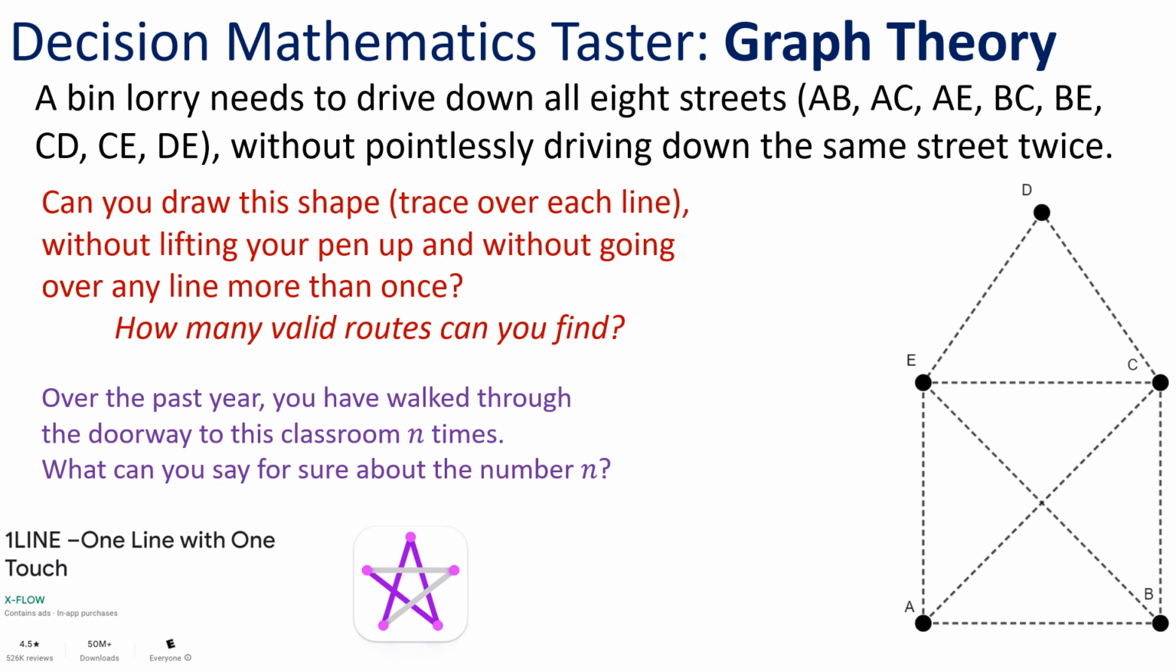Effectively, this is equivalent to the problem of a bin lorry wanting to drive down all 8 streets but not wanting to drive down the same street twice because they've already collected the bins. You want to find the most efficient route. If you've managed to make it happen, see if you can find an alternative route that does the same thing. Is it possible, for instance, to find a route that works starting from any one of these 5 vertices?